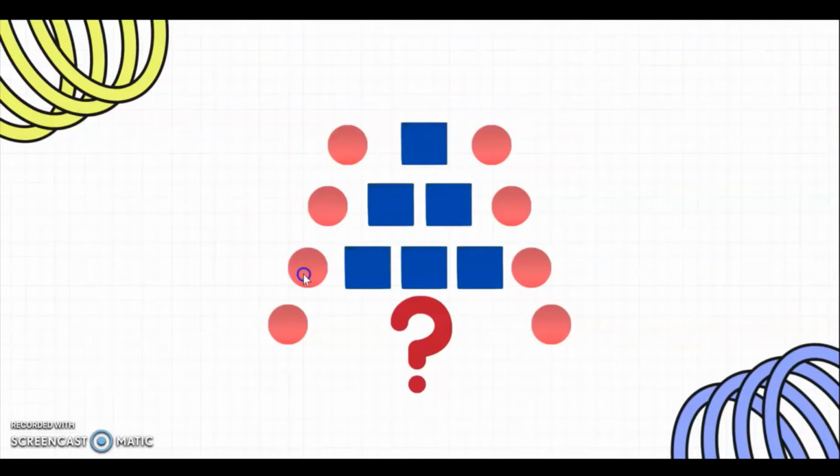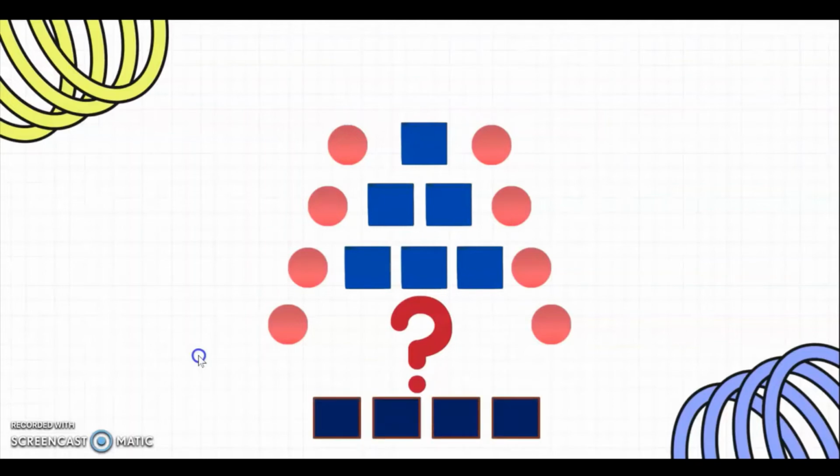How many blue squares are in this 4th line? Okay, yes, very good. 4. The 4th line has 4 blue squares in between the circles.